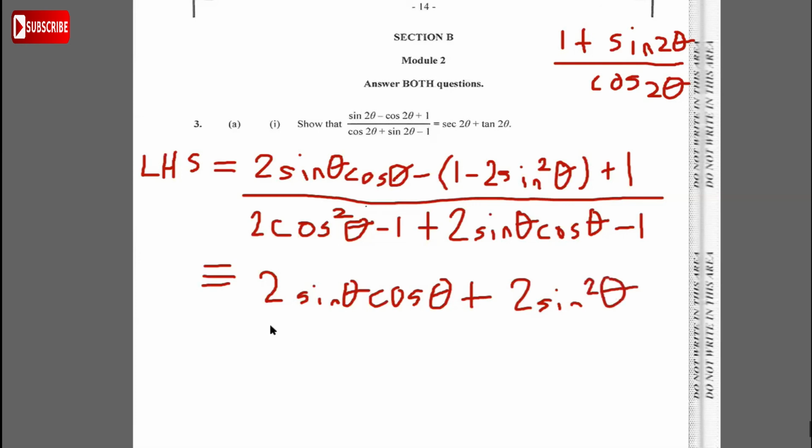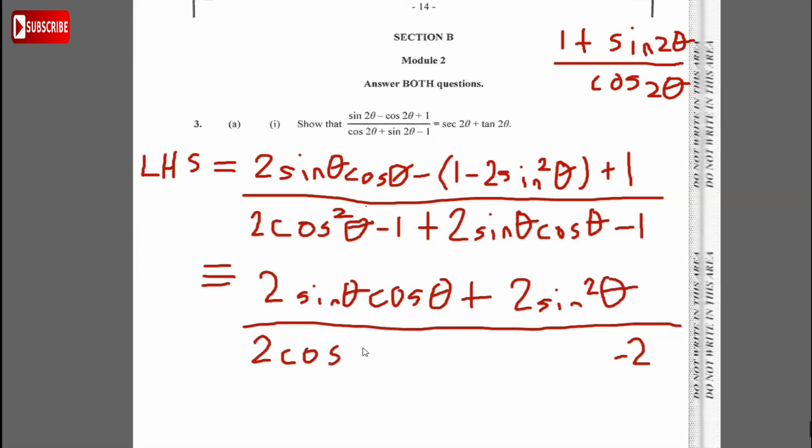And then all of this is of course being divided by 2 cos square theta minus 1 plus 2 sine theta cos theta minus 1. Here minus 1 and minus 1 make minus 2. And so this is 2 cos square theta plus 2 sine theta cos theta minus 2.